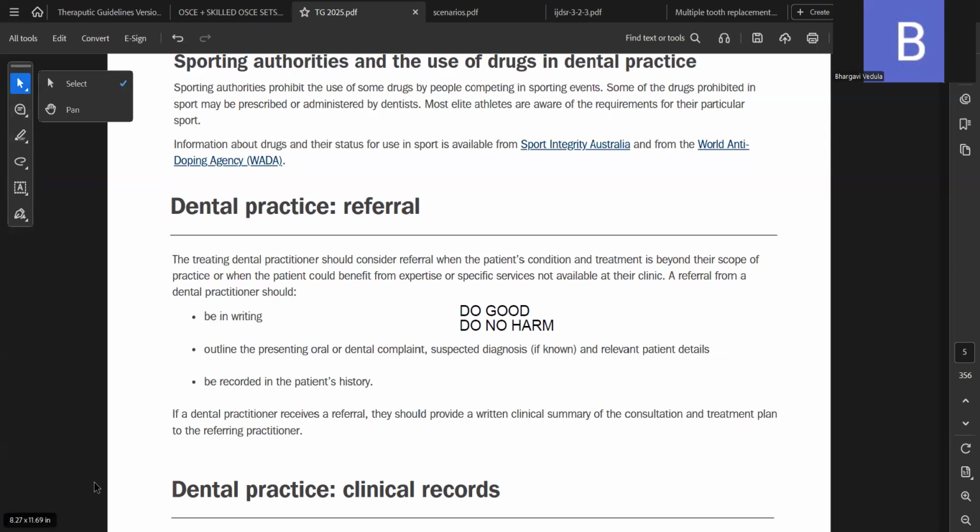And a referral form for a dental practice should be in writing. We should refer the patient to another practitioner. It should be in writing. Outline the presenting oral or dental complaint. You should write in that form why the patient came to you in the first instance, what is his complaint, what did you diagnose, what is your provisional diagnosis if you know.